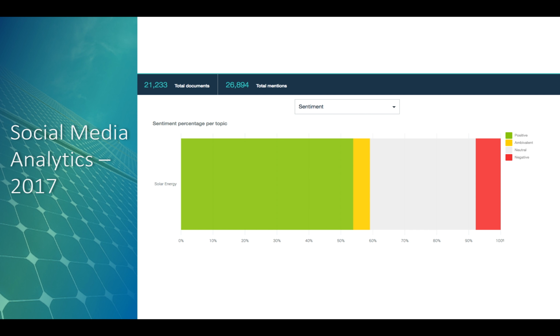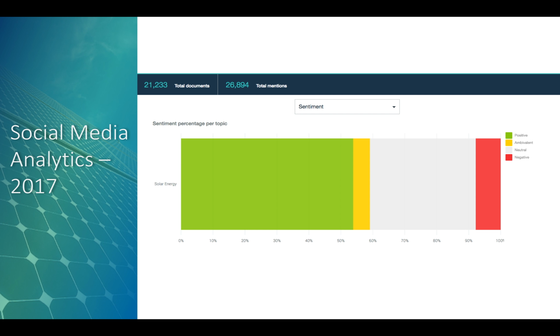In digging deeper within the social media analytics, we also analyzed the general sentiment towards solar energy. And as you can see, it's overwhelmingly positive with a positivity score of about 55%. And we also see a large chunk of neutral talk.